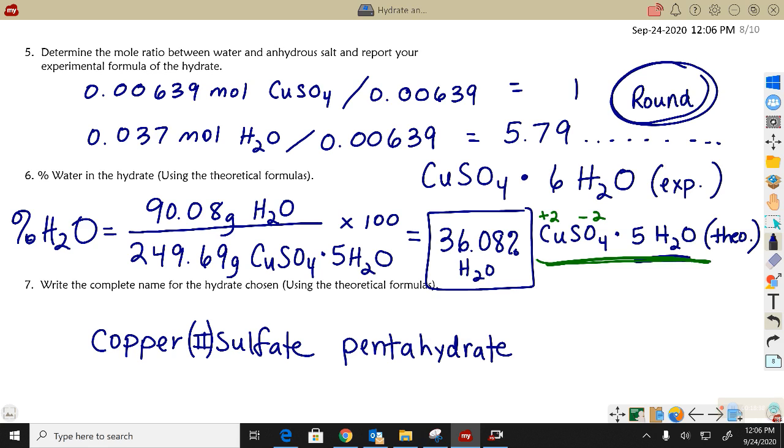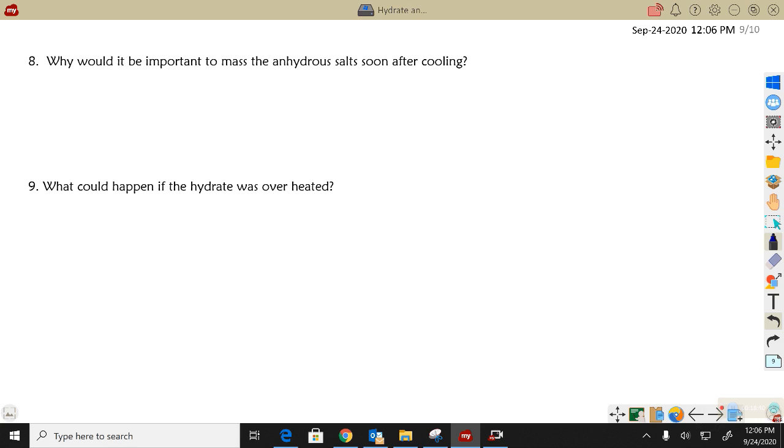All right, we're almost there. 8 and 9, I like these. 8, why would it be important to mass the anhydrous salts somewhat soon after cooling?